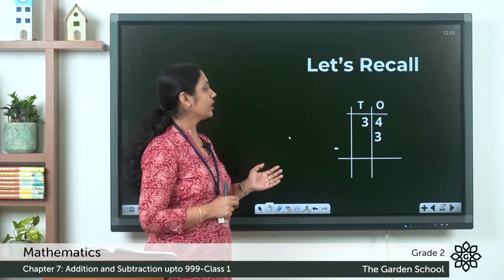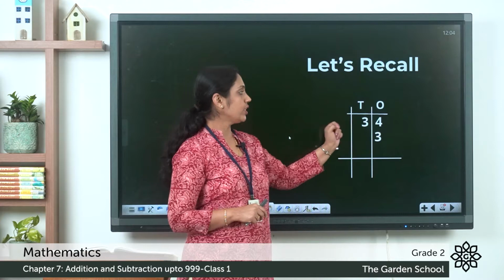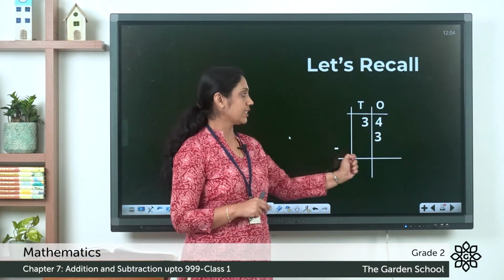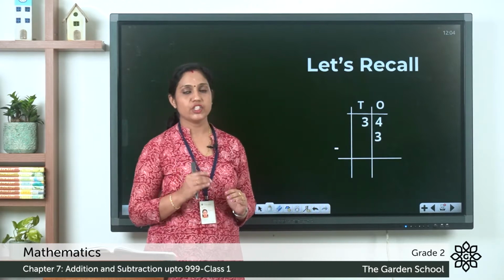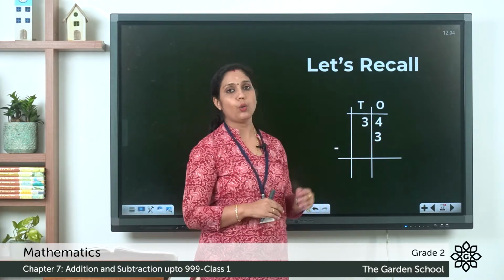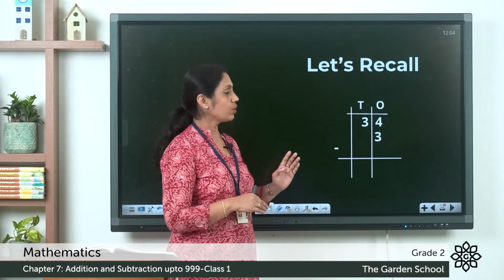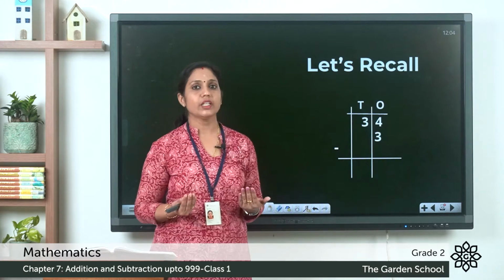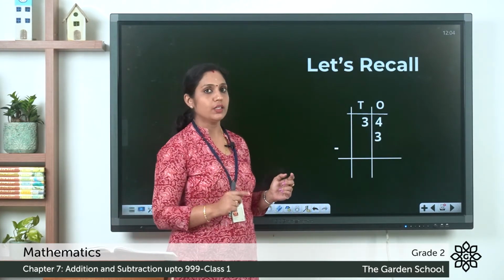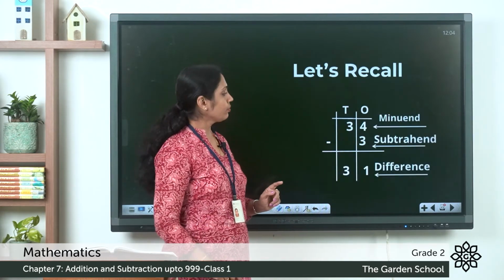Now let's do some subtraction. Here we have 34 minus 3. Here we have a two-digit number and a one-digit number. Since 3 is a one-digit number, where should we place it? Under 4, that is in the ones place, and we always have to subtract from the ones place. So we have 4 minus 3 in the ones place. How much is 4 minus 3? It is 1.